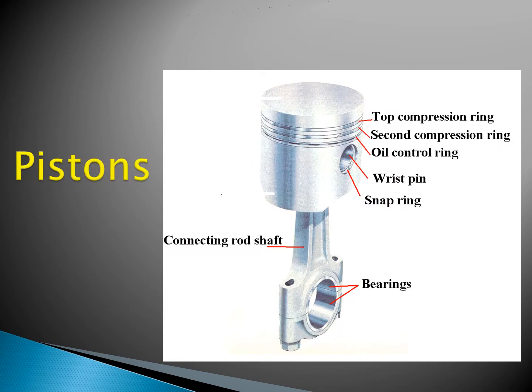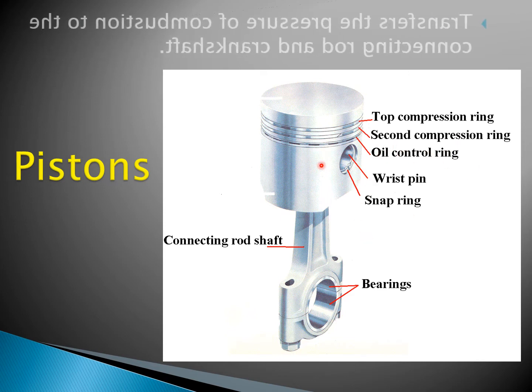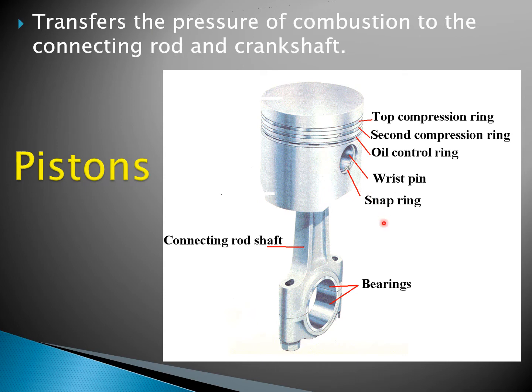All right, so this is just a rough drawing of a piston. You've got your top compression ring up here, otherwise known as the first compression ring. The second, or sometimes secondary, would be there. And then you have your oil control ring. I'm not going to test you on knowledge of a wrist pin or a snap ring, but that would be how the piston itself connects to the connecting rod, which I do want you to remember. And then this portion here where the bearings are would be what goes around the crankshaft.